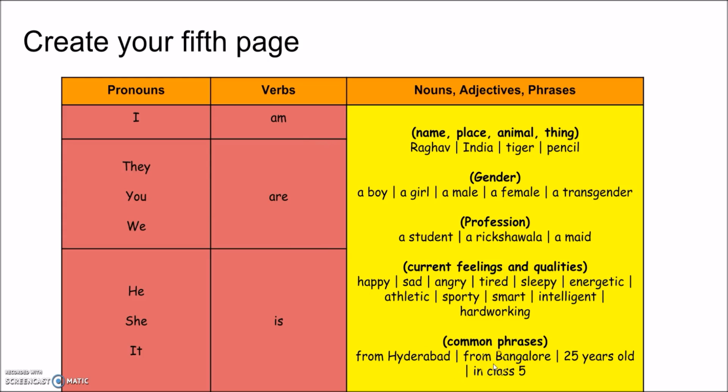And then he could give a little bit more reference about himself. Because I'm from Hyderabad in India, I'll say, I am from Hyderabad. And he could describe his age. I am 25 years old. And some more information. If he's in school, he could say, I am in class 5th. Something of this sort. That's how this table works. So with this table, the student would be able to describe himself, like his name, gender, profession, his current feelings, and where he is from, these kinds of things.